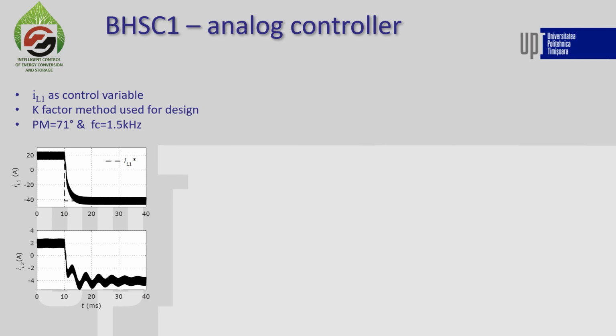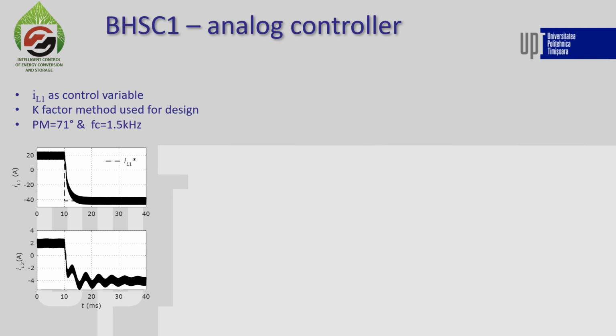Next, we implemented a different analog controller. We used the same IL1 as control variable, but here we used the K-factor method for designing the controller. And why we did this is because, as we see here in the results, even if the response of the IL1 current is pretty good, the second inductor current has some oscillations, so we actually have to slow down the controller on purpose, because if the controller is slower, then the oscillations on the second inductor are much smaller.